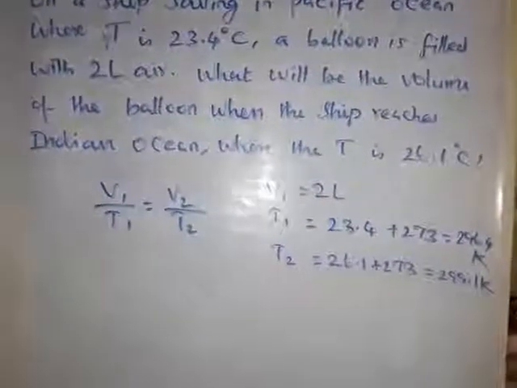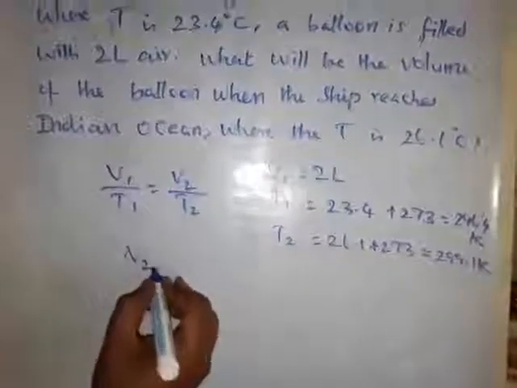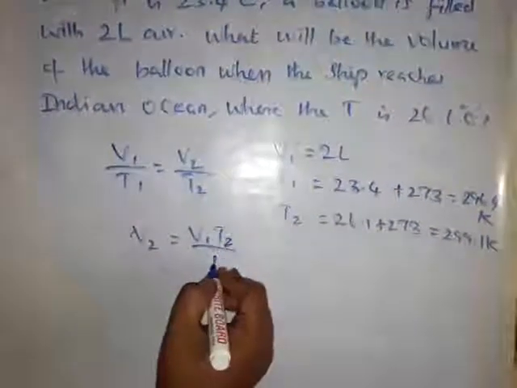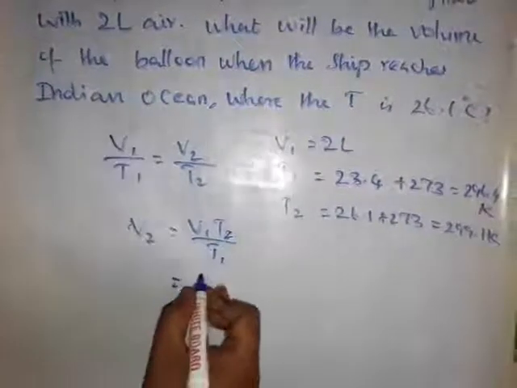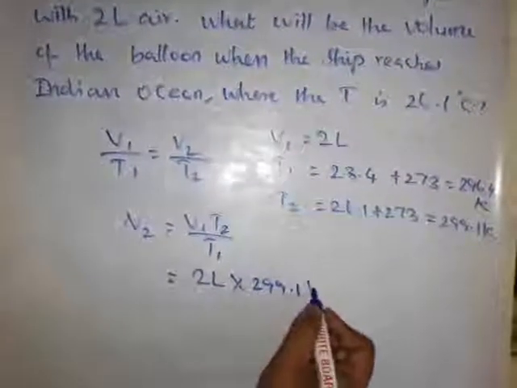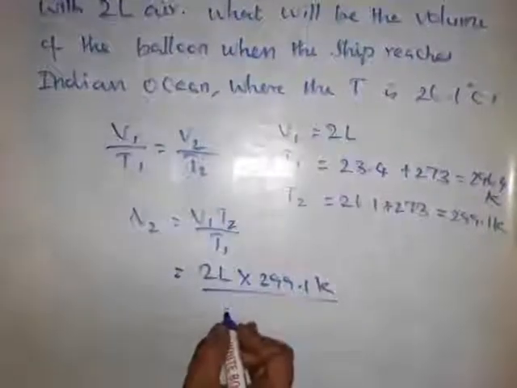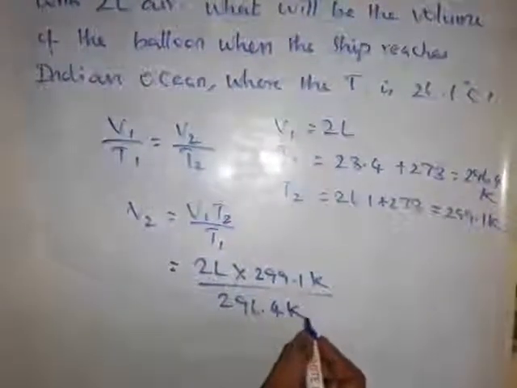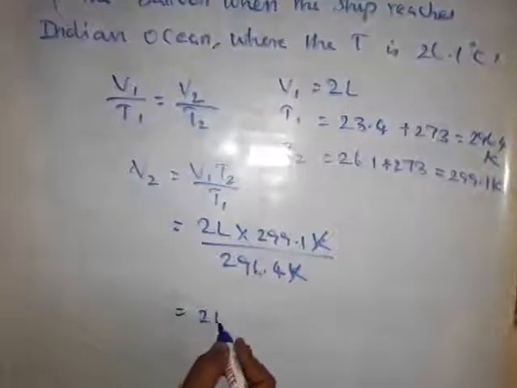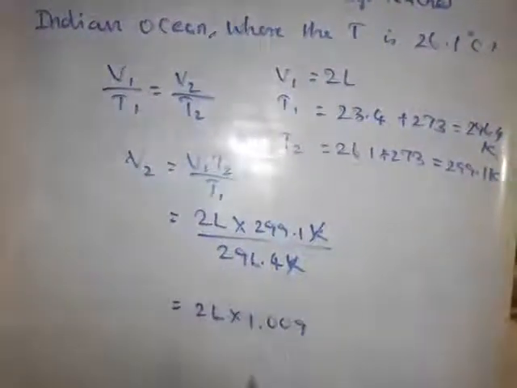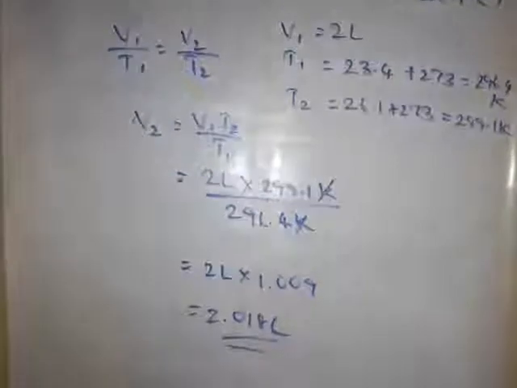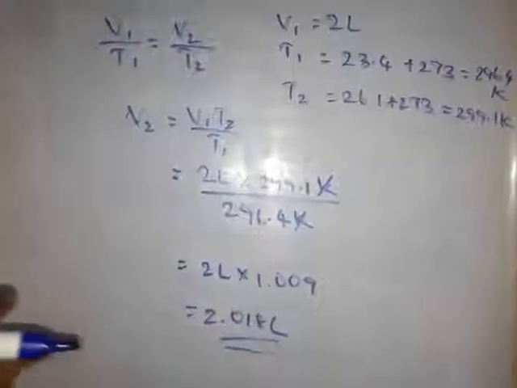Rearranging this formula, V2 is equal to V1 into T2 divided by T1. Now applying the values, V1 is 2 liters, and T2 is 299.1 Kelvin divided by T1, 296.4 Kelvin. Kelvin cancels. After simplification, you get 2 liters into 1.009, so it becomes 2.018 liters. This is the answer. The next gaseous law, the pressure-temperature relationship, we will discuss later.